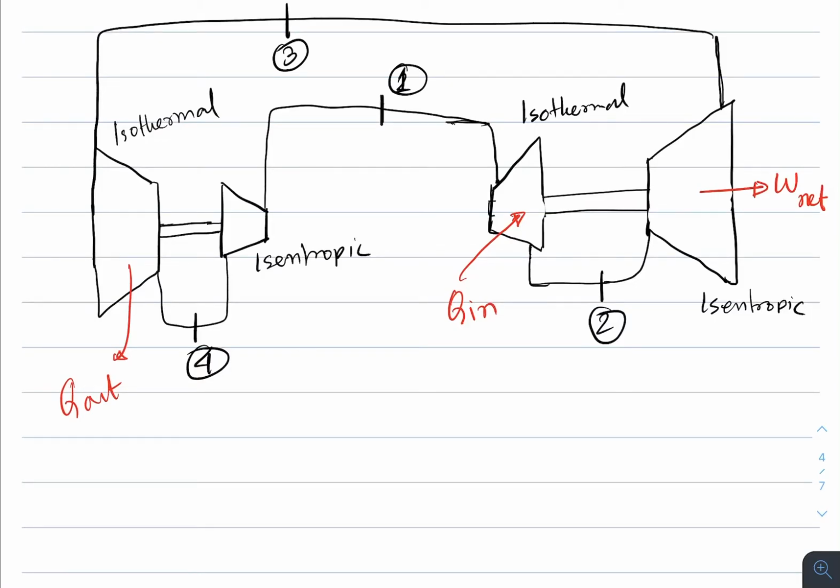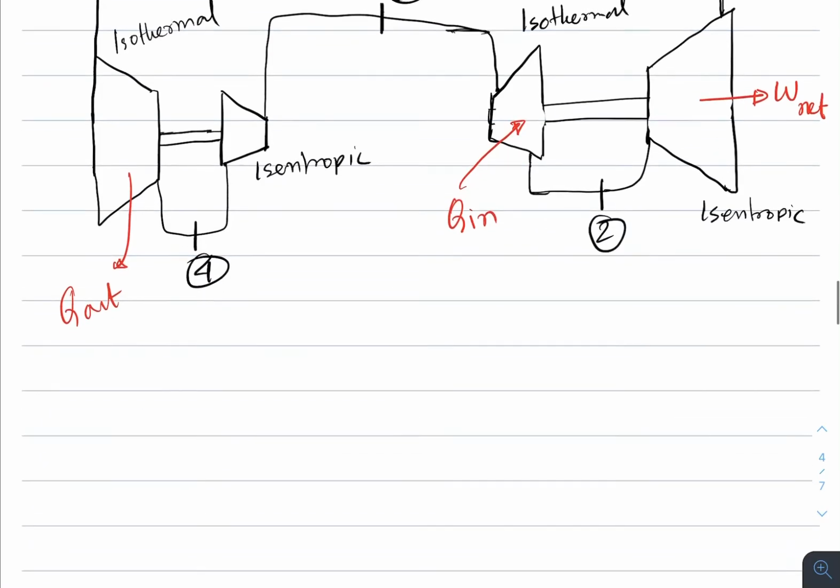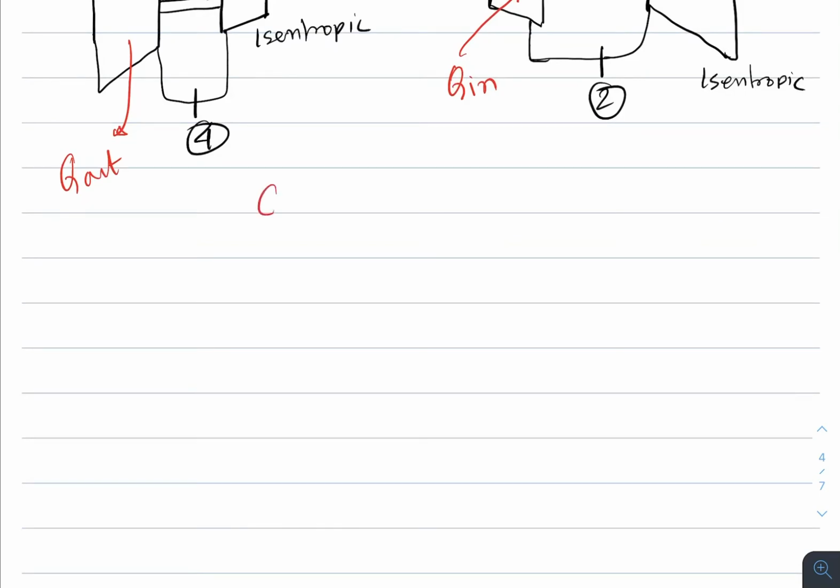I think that's all. So these are the components of the Carnot cycle.